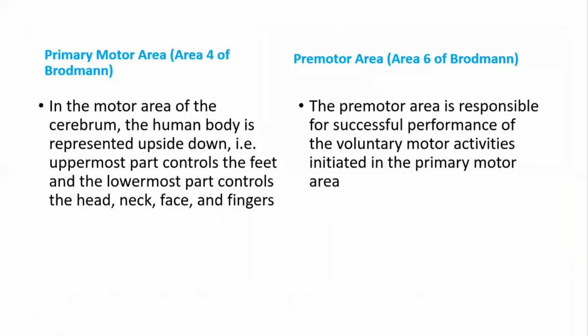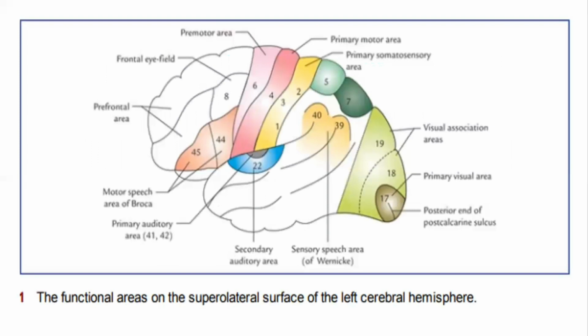Then we have the premotor area, which is area 6. This one is responsible for successful performance of the voluntary motor activities initiated in the primary motor area. So this is just to make sure that the voluntary motor activities are going well and performing well. This area over here, this premotor area, number 6.